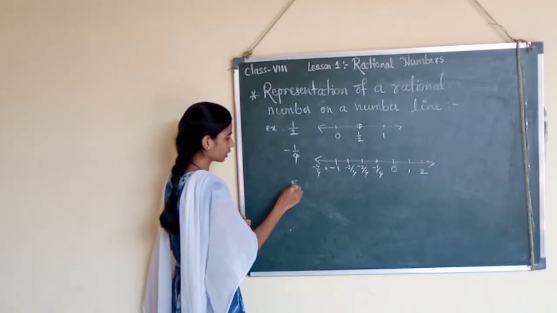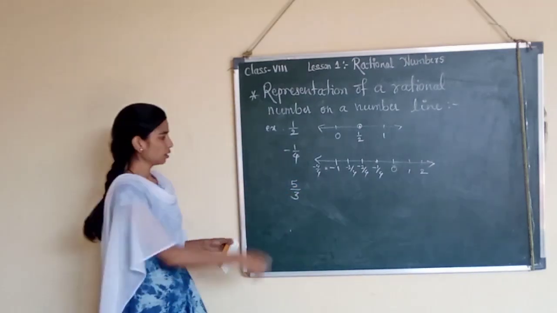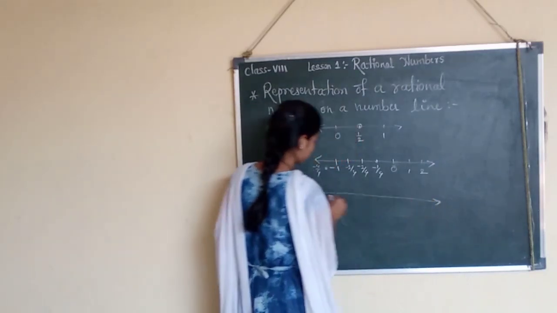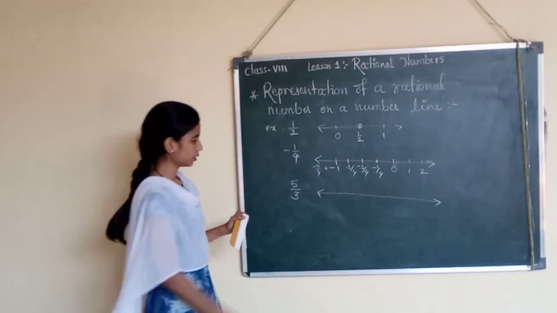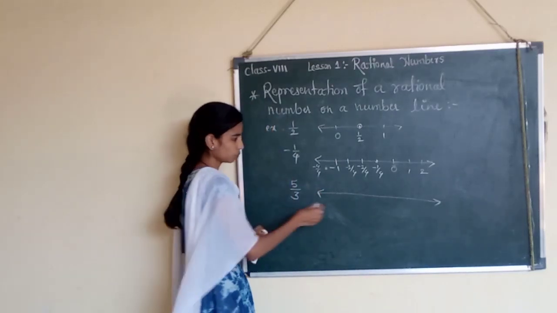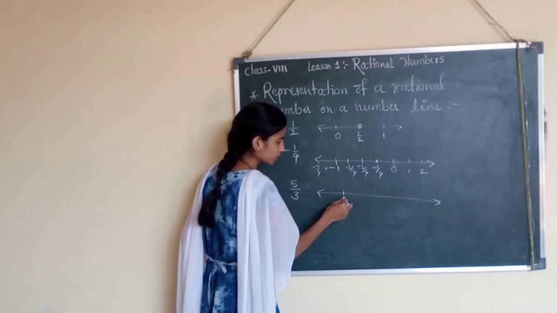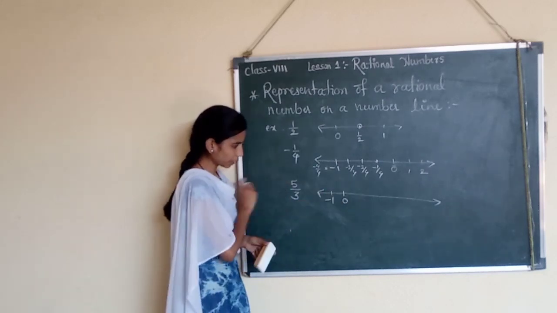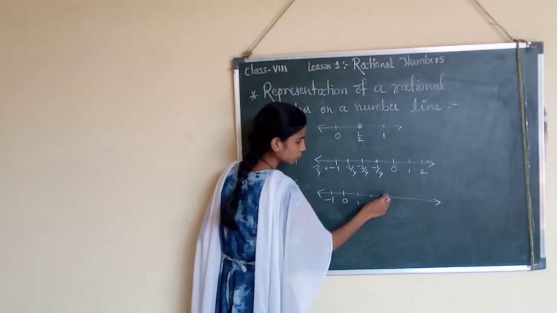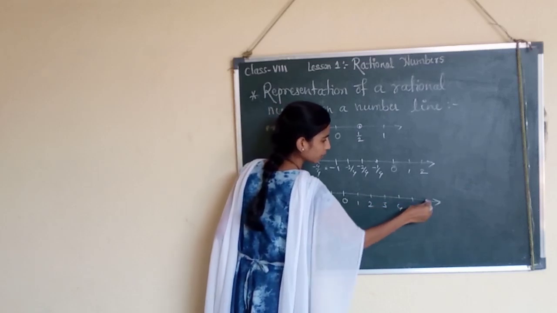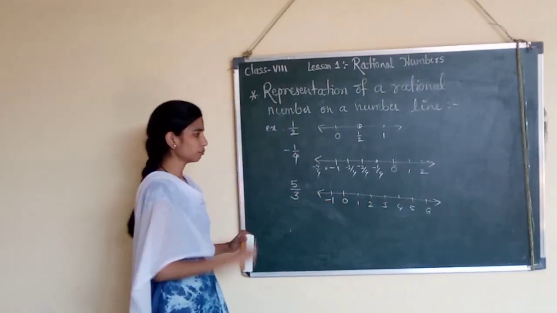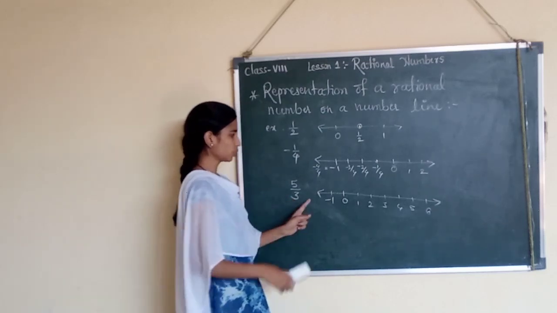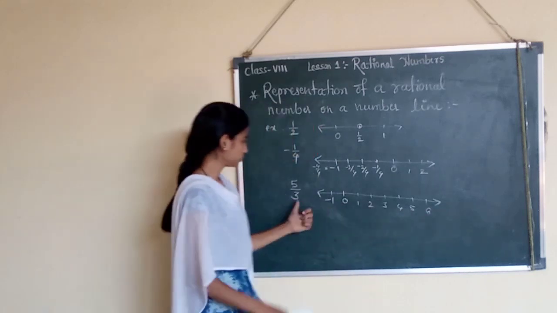If the example is of the type 5 by 3, then how can we represent 5 by 3 on the number line? First, draw a number line. Now see, it is positive, so we will extend that side. Here we will take 0 and show only one negative integer. On the right side, since it is 5, we will take numbers up to 1, 2, 3, 4, 5 and 6, one more than whatever number is required. Now we can see the denominator here is 3.